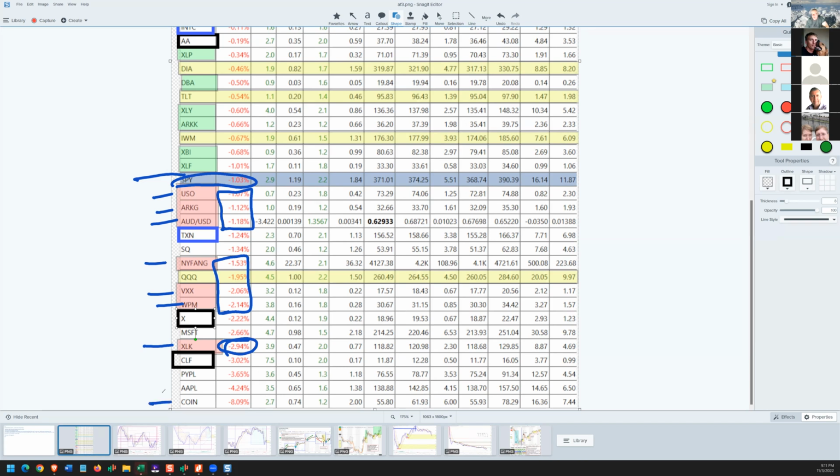And now individual targets. Coinbase, Apple, and PayPal. Coinbase minus 8, PayPal minus 3.6, Apple another 4% loss. Microsoft getting smoked for 2.66. That's where that pain and suffering in XLK is coming from. Squarespace 1.34, Texas Instruments 1.25. Cliff and U.S. Steel 2.2 and 3%.